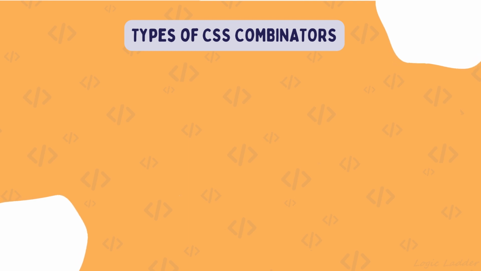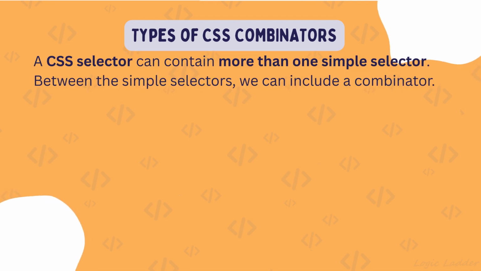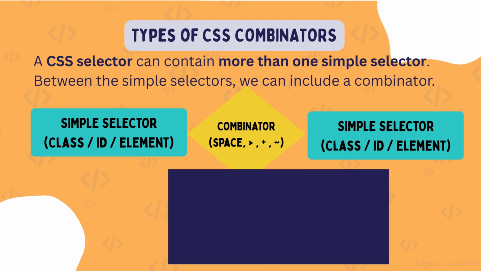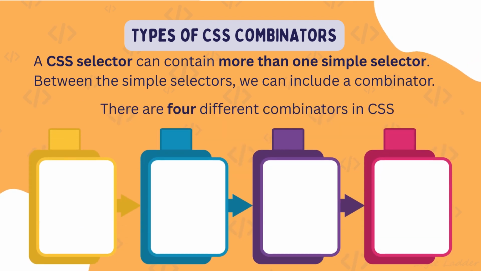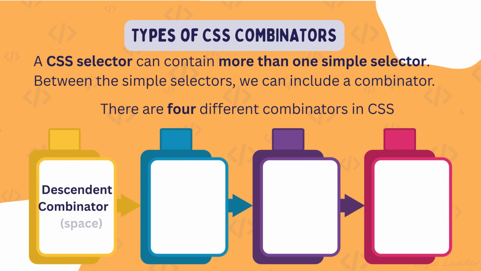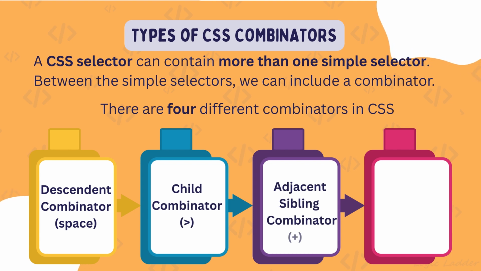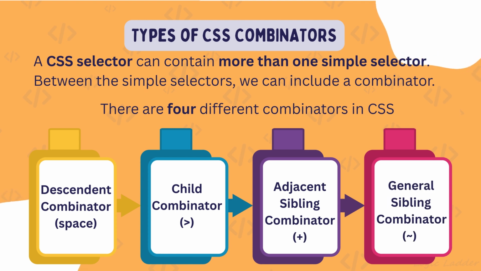Now let's see the different types of CSS combinators. A CSS selector can contain more than one simple selector. Between the simple selectors, we can include a combinator. There are 4 different combinators in CSS. Number 1 is the Descendant Combinator, which is represented by a space. Number 2 is the Child Combinator, which is represented by a greater than sign. Number 3 is the Adjacent Sibling Combinator, which is represented by a plus sign. Last is the General Sibling Combinator, which is represented by the tilde sign. Let's explore them one by one.